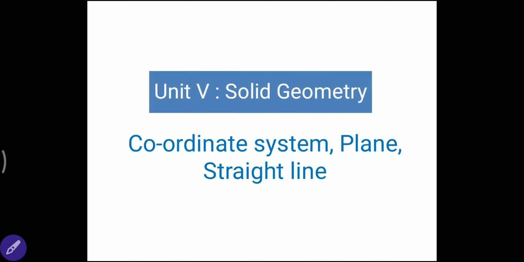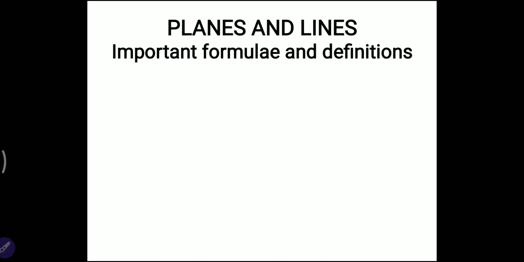Hello friends, today we are going to start with unit number 5, which is solid geometry, where we are going to study 3D geometry: sphere, right circular cone and right circular cylinder. But before we start with this 3D geometry, we need some basic concepts like what is a plane, what is a straight line, what are the equations of planes and straight lines. Some basic concepts we are going to see in today's lecture.